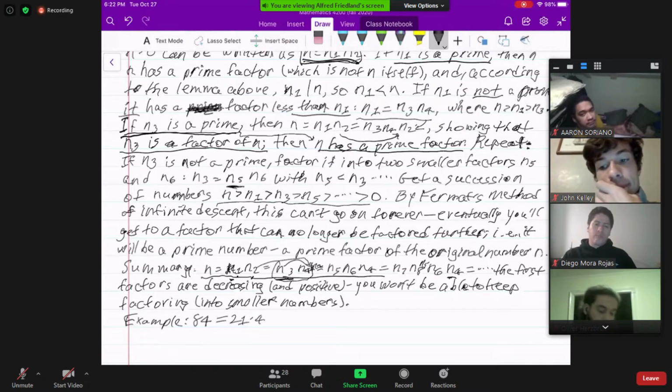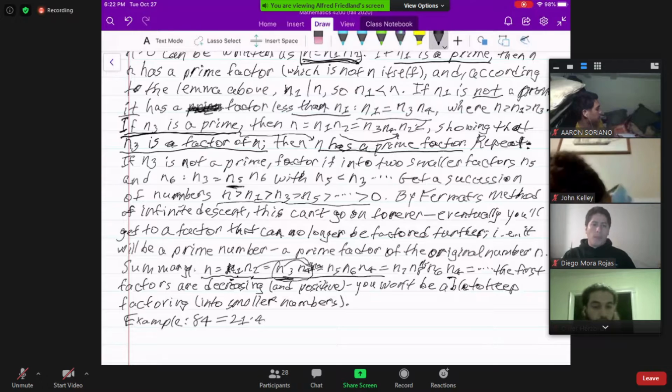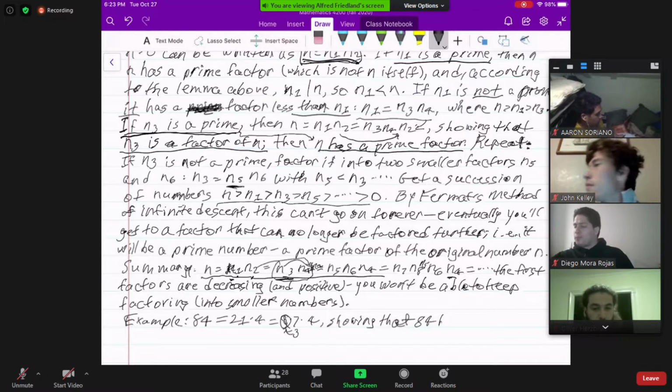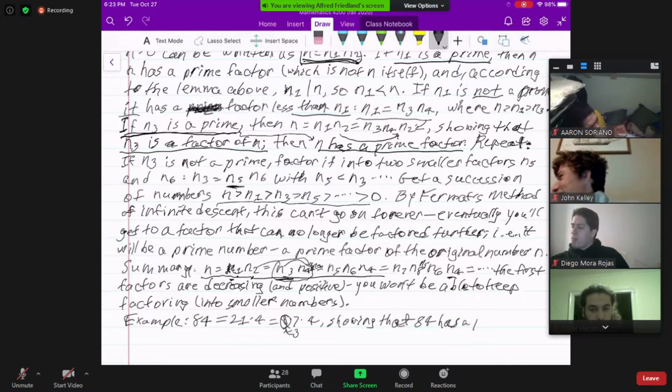We could switch the order, but let's look at 21. So we say, is 21 a prime already? In which case, 84 has a prime factor. It's 21 times something, or not? Well, no, 21 is not a prime number, but it's smaller than 84, because 84 is not a prime, so you can actually break it into two smaller factors, 21 times 4. Okay, so the 21 is not a prime, so we factor it further: 3 times 7 times 4. And again, the fact that I can work with 4, it doesn't matter, as long as I get a prime factor here, showing that 84, while not a prime itself, has in fact a prime factor.